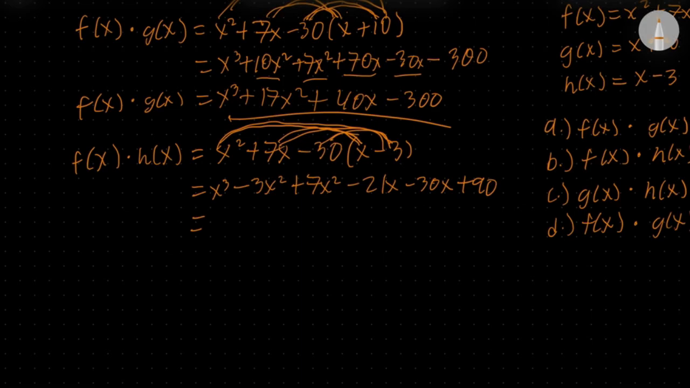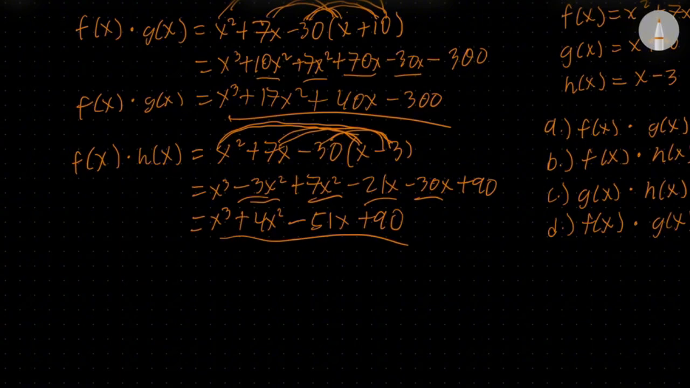Now we're just going to add up like terms. X cubed, negative 3x squared plus 7x squared is positive 4x squared. Negative 21x minus 30x is negative 51x plus 90, and that is our answer.